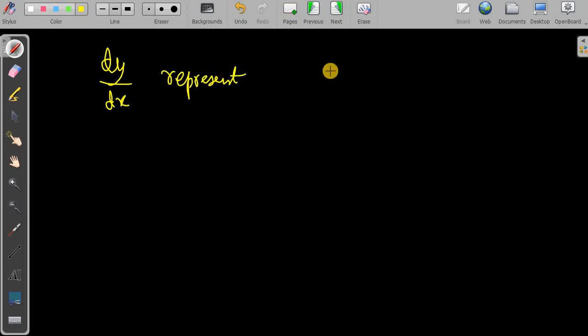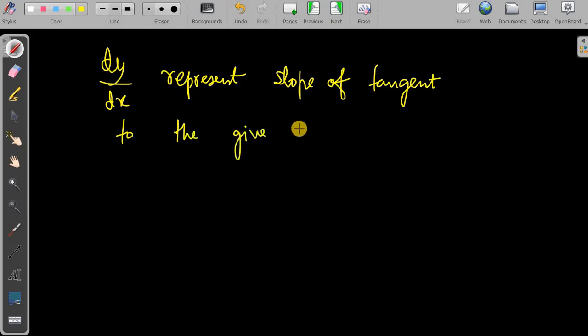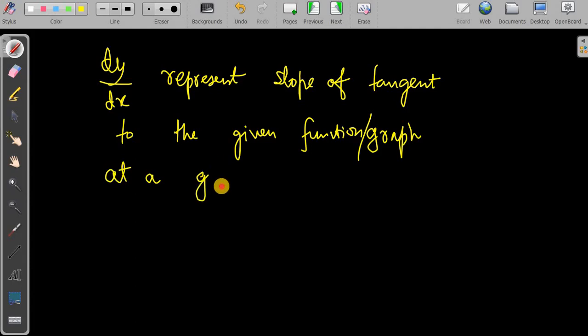What does this represent? It represents the slope of the tangent to the given graph or the given function at a given point. Okay, so suppose the graph is like this, different types of graph it can be.